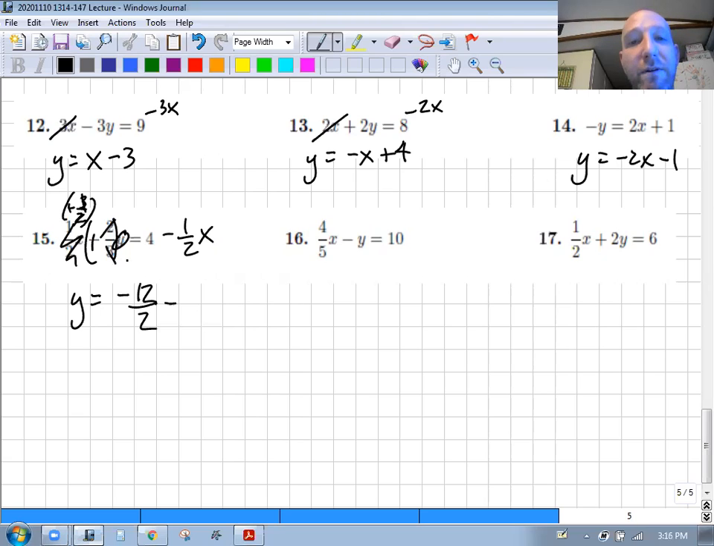And then -1/2 times -3/2 is +3/4. And of course, we can take 12 halves and write that as 6.